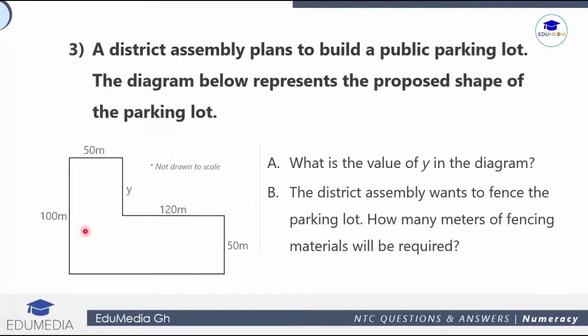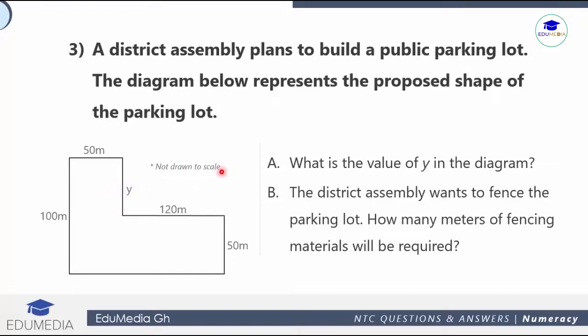Now to our next question. A district assembly plans to build a public parking lot. The diagram below represents the proposed shape of the parking lot. So we have the diagram here, and then also we have the questions here. The first question, question A, is what is the value of y in the diagram?